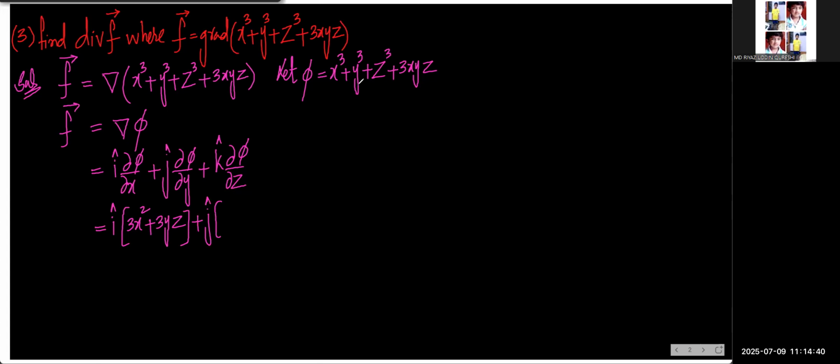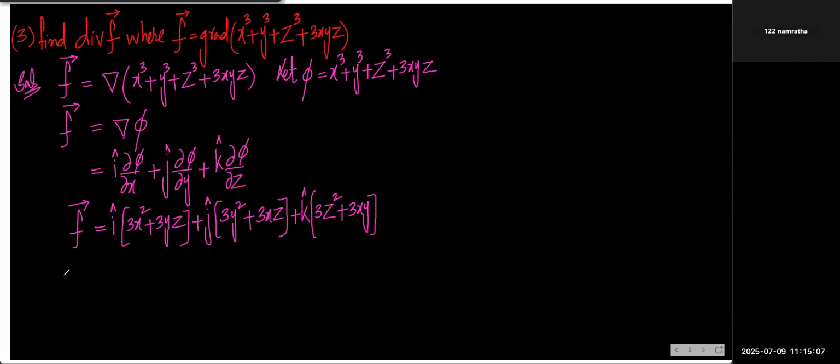Now look at that. y cube becomes 3y square, and then plus 3xz, plus k cap with respect to z, 3z square plus 3xy. So now we got our f value clearly.